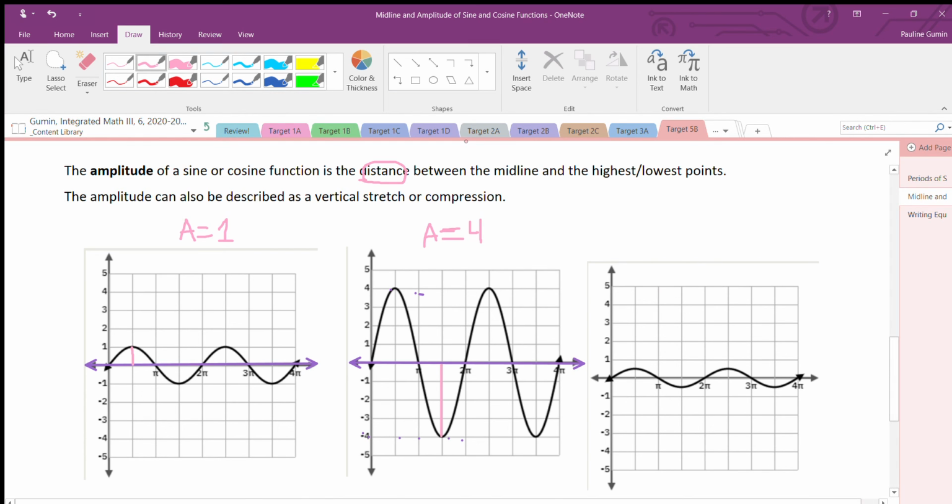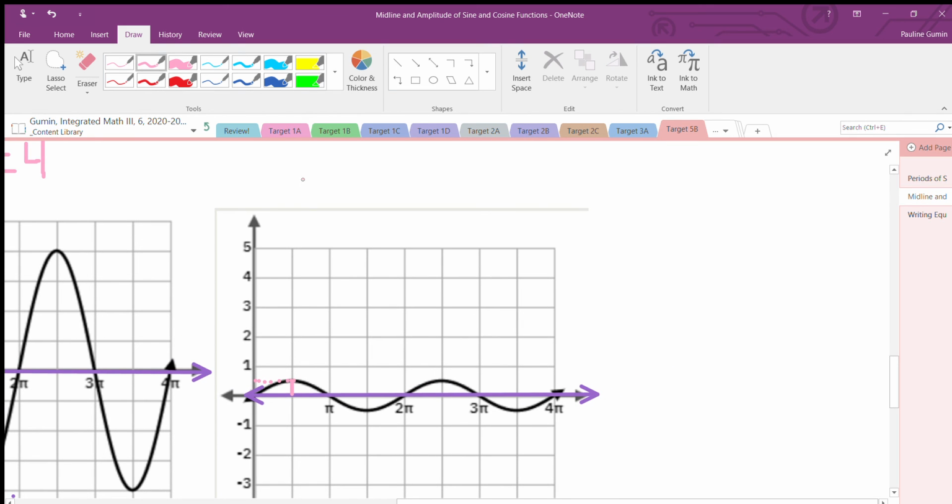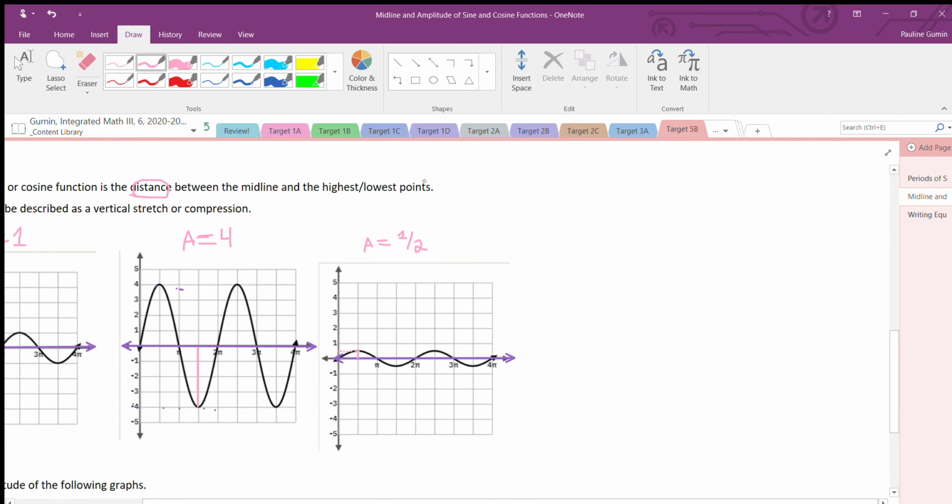Okay, let's do the very last graph. Let's draw the midline. This is a funky one. Here it is. I'm going to zoom in, but it looks like I'm going to have to guesstimate here. Gotta love that word, guesstimate, a guess estimate. I'm going to go upwards. This looks like it's about a half. What do you guys think? Yeah, 1/2 sounds about right. So your amplitude in this case is 1/2. If you want to write 0.5, that's fine too.